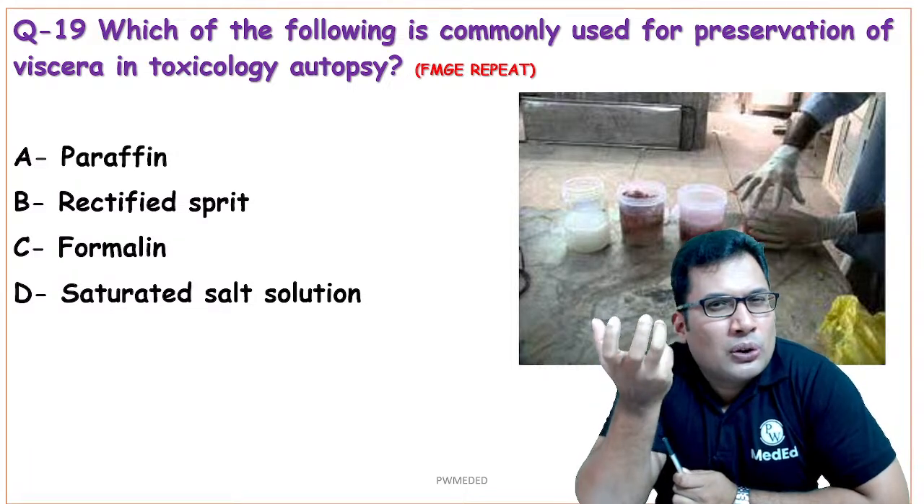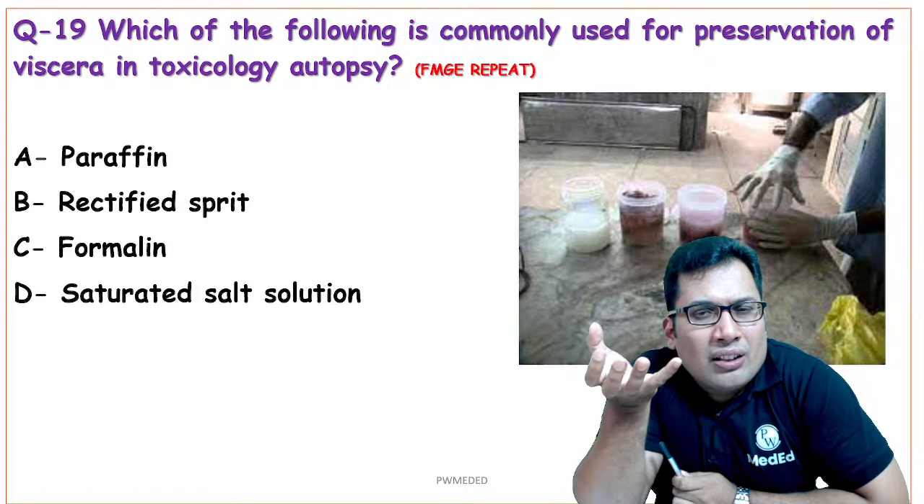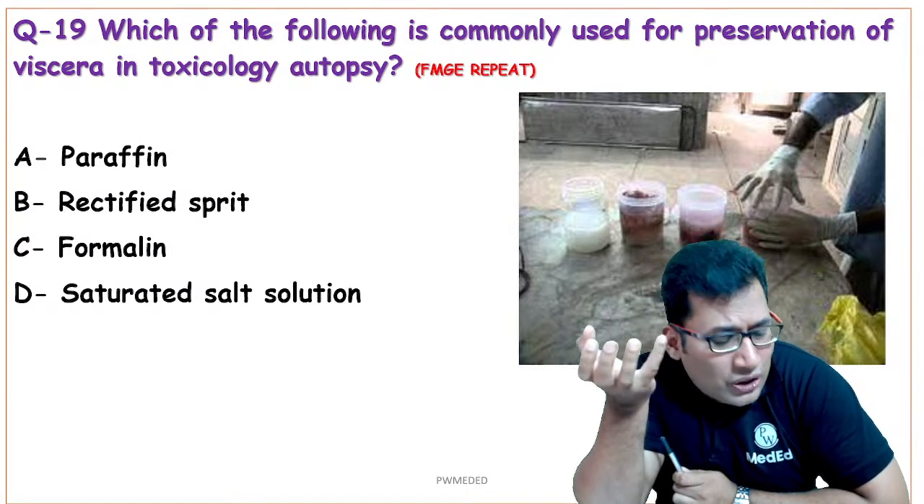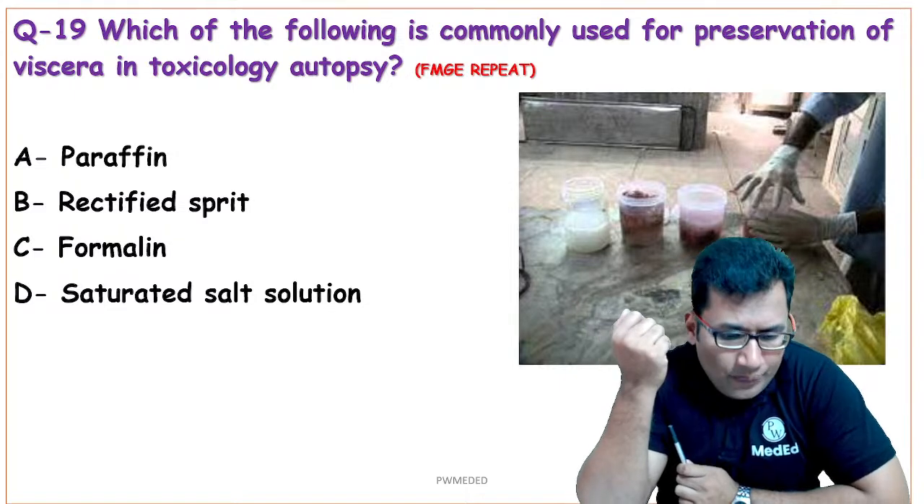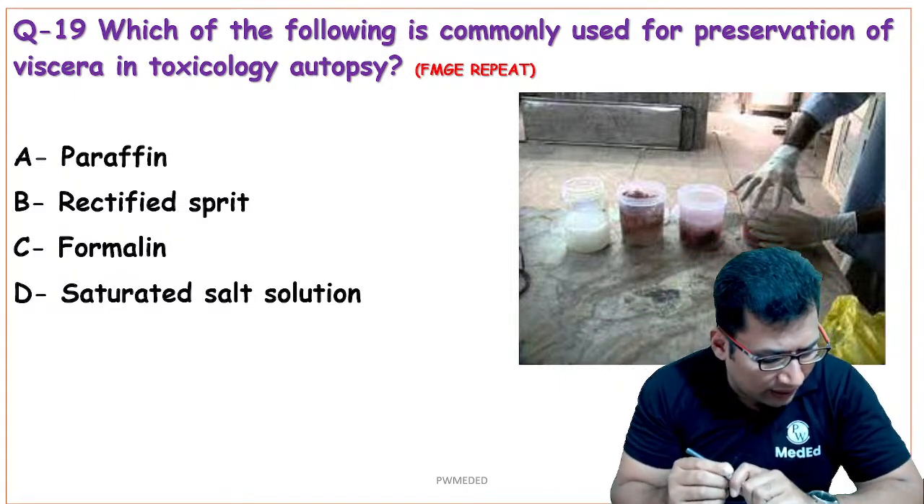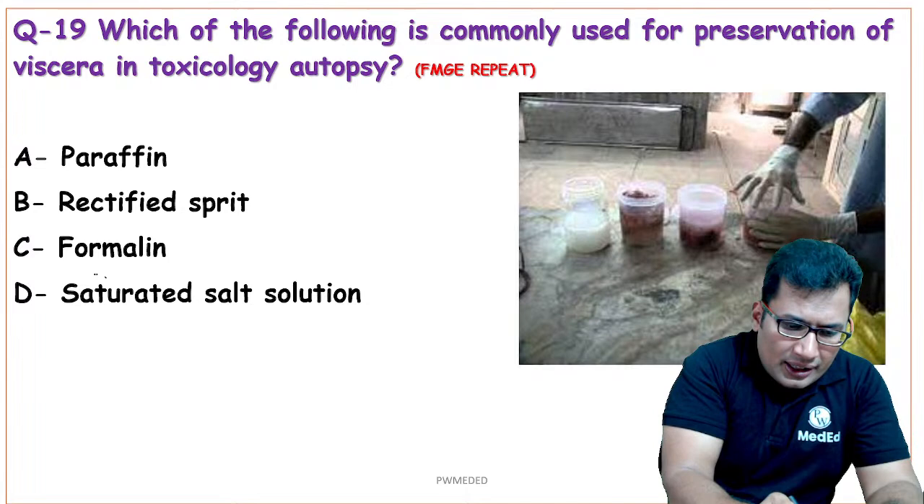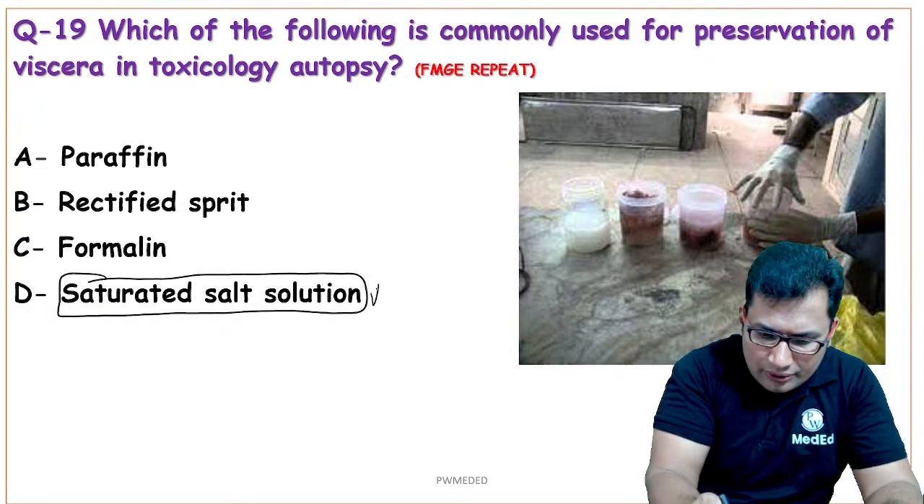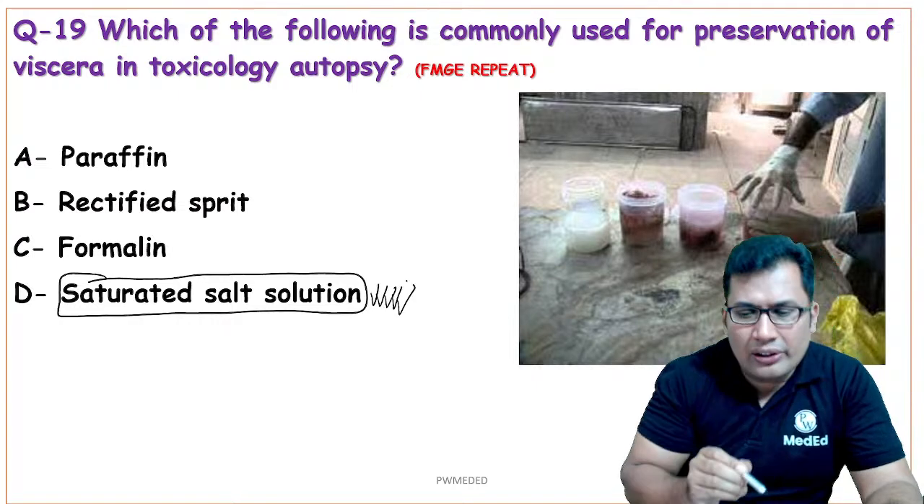So we normally preserve liver, intestine, part of the liver, part of the kidney. So what is the common preservative that we use? Yes, you are right, Dipesh Soni, saturated salt solution. Very good answer. Saturated salt.